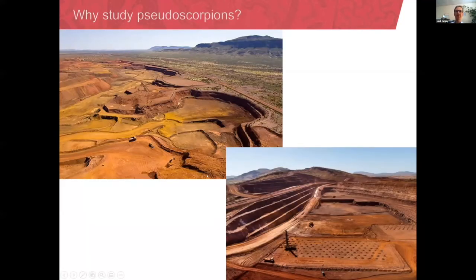So why study pseudoscorpions? Well, they occur in these geological formations that are being sampled, and through the environmental impact assessments, they're being sampled by regulation here in Western Australia. And this is what happens when mining approvals are given to mine areas. Basically, it appears that they're taking away most, if not all, of the available habitat for these individual species. So we're sort of racing the clock and trying to come up with conservation assessments at the same time while we're doing the systematics and the taxonomy.